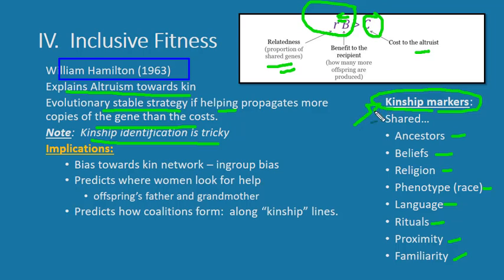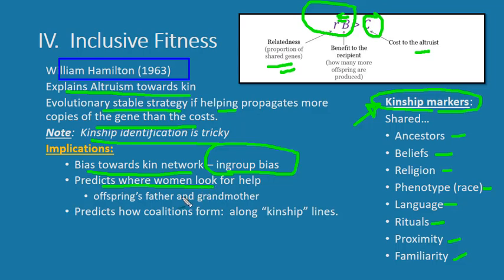In other words, things that lead us to think that other person might be kin. And the implication of this then is that we're going to have a bias towards people that we think are our kin. Social psychologists talk about this phenomenon more broadly as an in-group bias, but it's likely grounded in this kinship marker identification.